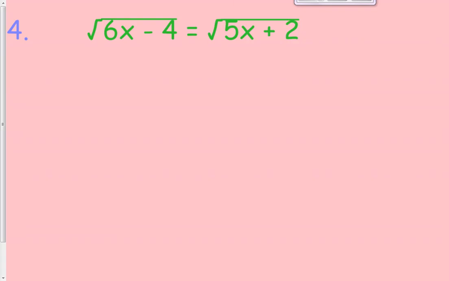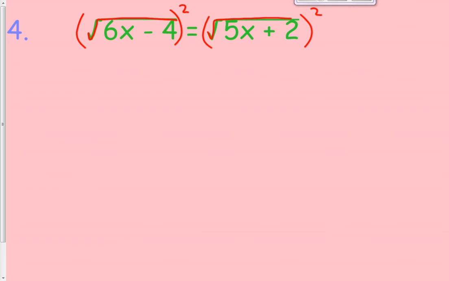Last one, problem number 4. It looks kind of fishy, it kind of looks difficult, but it's a lot easier than what it may appear. I want to get rid of this square root sign. So the way you get rid of the square root is by squaring both sides. So I square this, and take a look at this. I also square the right side, and in that way, I got rid of this radical as well.